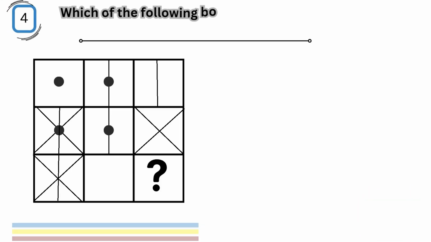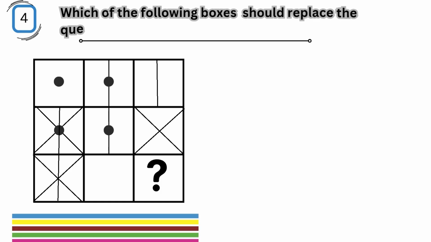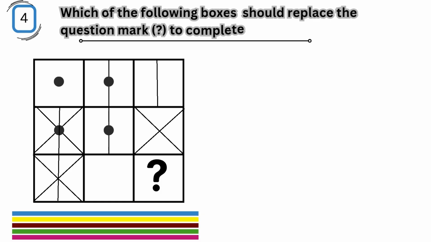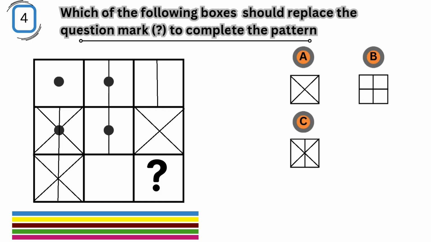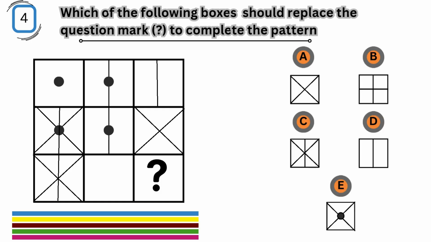Which of the following boxes should replace the question mark to complete the pattern? We've got a set of options A, B, C, D, and E. As we dive into each one, which of them perfectly completes the pattern? It's a fun challenge, right? I'm confident you'll nail it. All right, let's get started. Your time begins now.